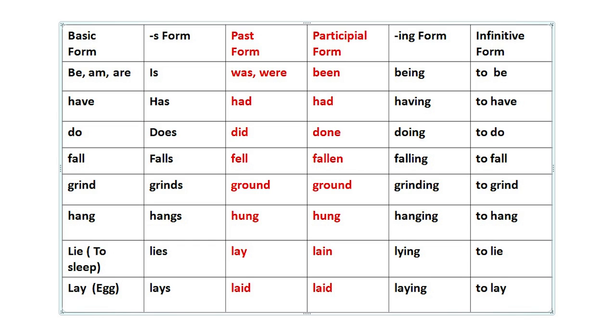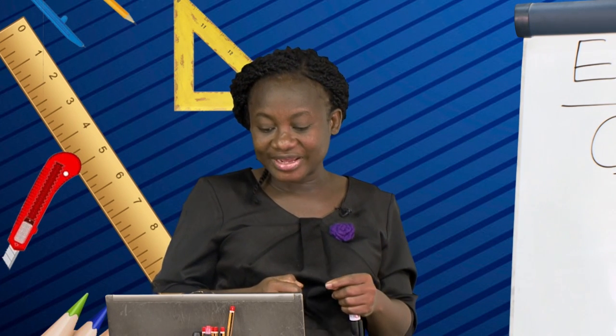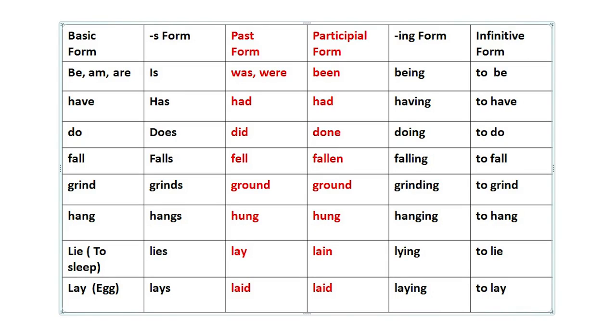The word grind, to reduce something to a powdery form. The past form is ground, and the past participle form is ground. At this juncture, I think I need to remind you: don't join the people that say grinded pepper. Grinded is not an adjective, and it is not a past form of grind, which is an irregular verb. So when you reduce something to a powdery form, the past form is ground, the past participle form is ground. Then hang, that means to suspend a material somewhere. The past form is hung, the past participle form is hung. Please take note, it's an irregular verb.